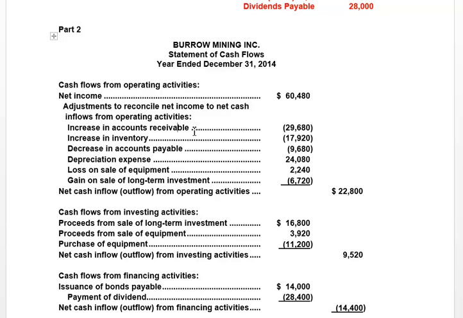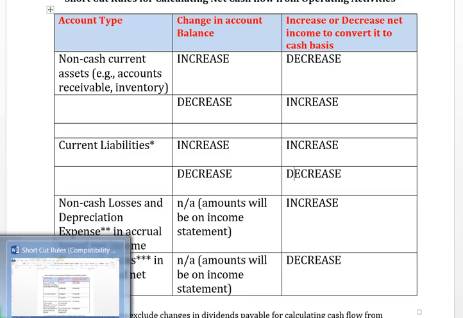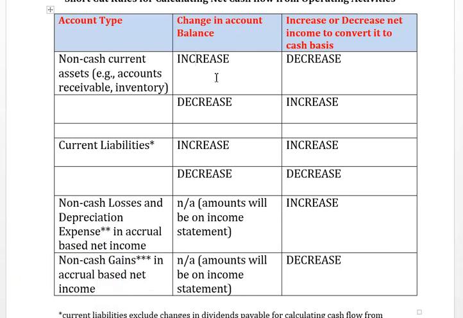What I collected in cash is less than what I booked in sales revenue. That's how come receivables went up. So I need to reduce my net income by $29,680. And again, if you have a look at your shortcut rules, you'll see that in our case we had an increase in our accounts receivable. When we have an increase in a non-cash current asset account, like accounts receivable, we're going to decrease net income to convert it to the cash basis. And that's in fact what we've done here.